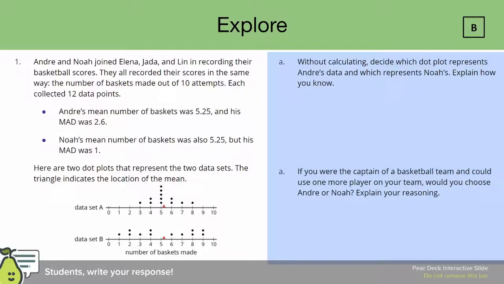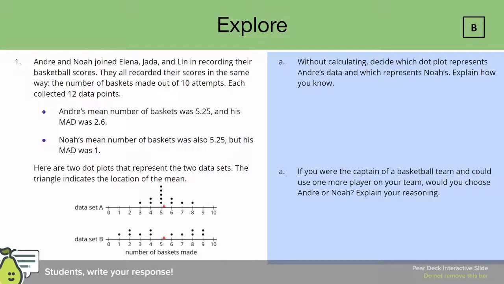Let's read the story together. It says, Andre and Noah joined Elena, Jada, and Lynn in recording their basketball scores. They all recorded their scores in the same way: the number of baskets made out of 10 attempts. Each collected 12 data points. Andre's mean number of baskets was 5.25, and his MAD was 2.6. Noah's mean number of baskets was also 5.25, but his MAD was 1. Here are two dot plots that represent the two data sets. The triangle indicates the location of the mean.